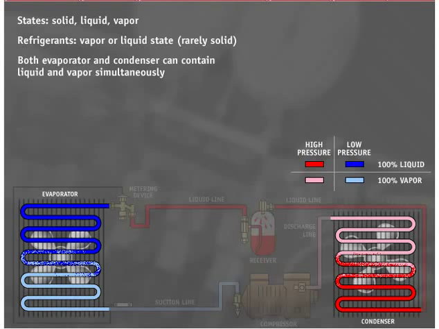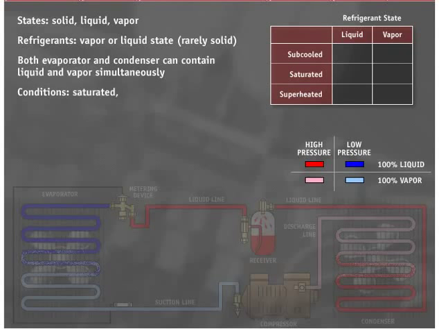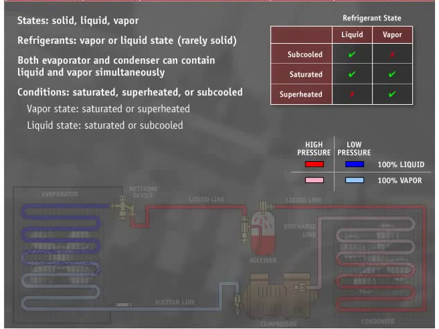Refrigerants can be in one of these conditions: saturated, superheated, or subcooled. A refrigerant in the vapor state can be in the saturated or superheated condition. A refrigerant in the liquid state can be in the saturated or subcooled condition.